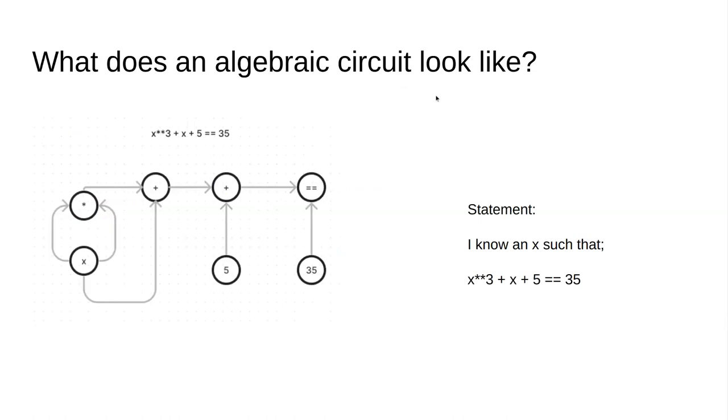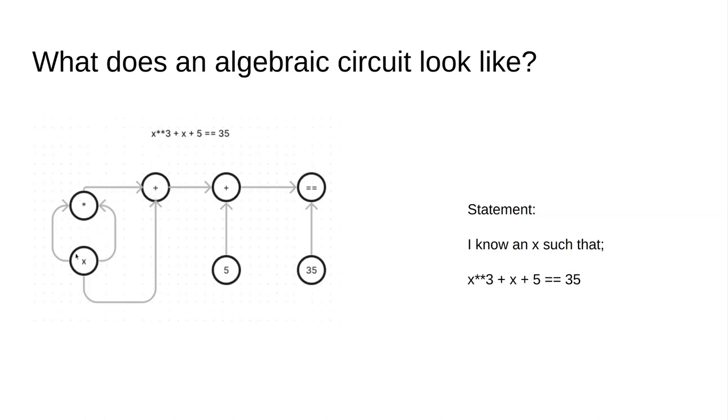So what does an algebraic circuit look like? Okay, basically this is a statement: I know an x such that x raised to the power of 3 plus x plus 5 is equal to 35. So this is what the arithmetic circuit will look like. We have x here, and we feed x into this multiplication gate 2 times to get x squared. Then to x squared, we feed in x again. Actually, there's meant to be another feeding in. This is meant to be times x, not plus.